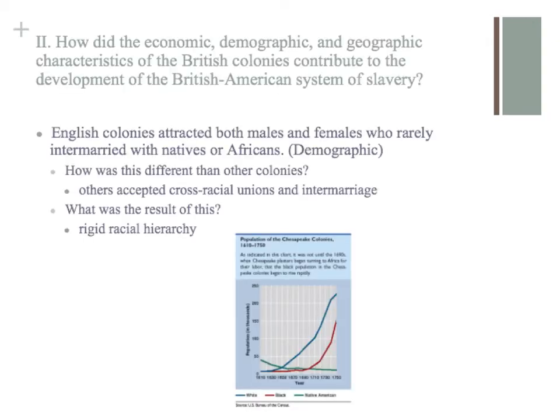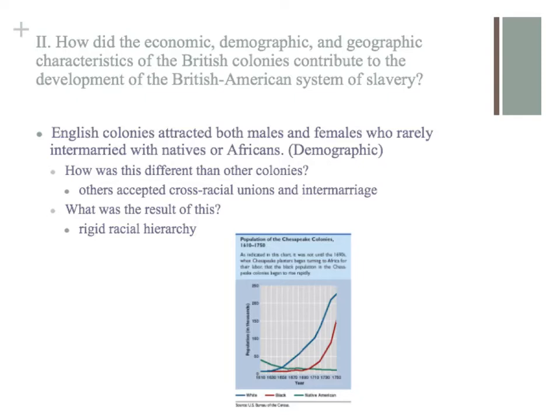Moving on to number 2 under Key Concept 2.1, getting a little more specific about the previous topic here. How did the economic, demographic, and geographic characteristics of the British colonies contribute to the development of the British American system of slavery? In other words, how did the demographics and the way the society was set up in British colonies lead to slavery? And the first answer to that is that English colonies attracted both males and females who rarely intermarried with natives or Africans. And you need to make key note of the fact that that is a demographic factor.